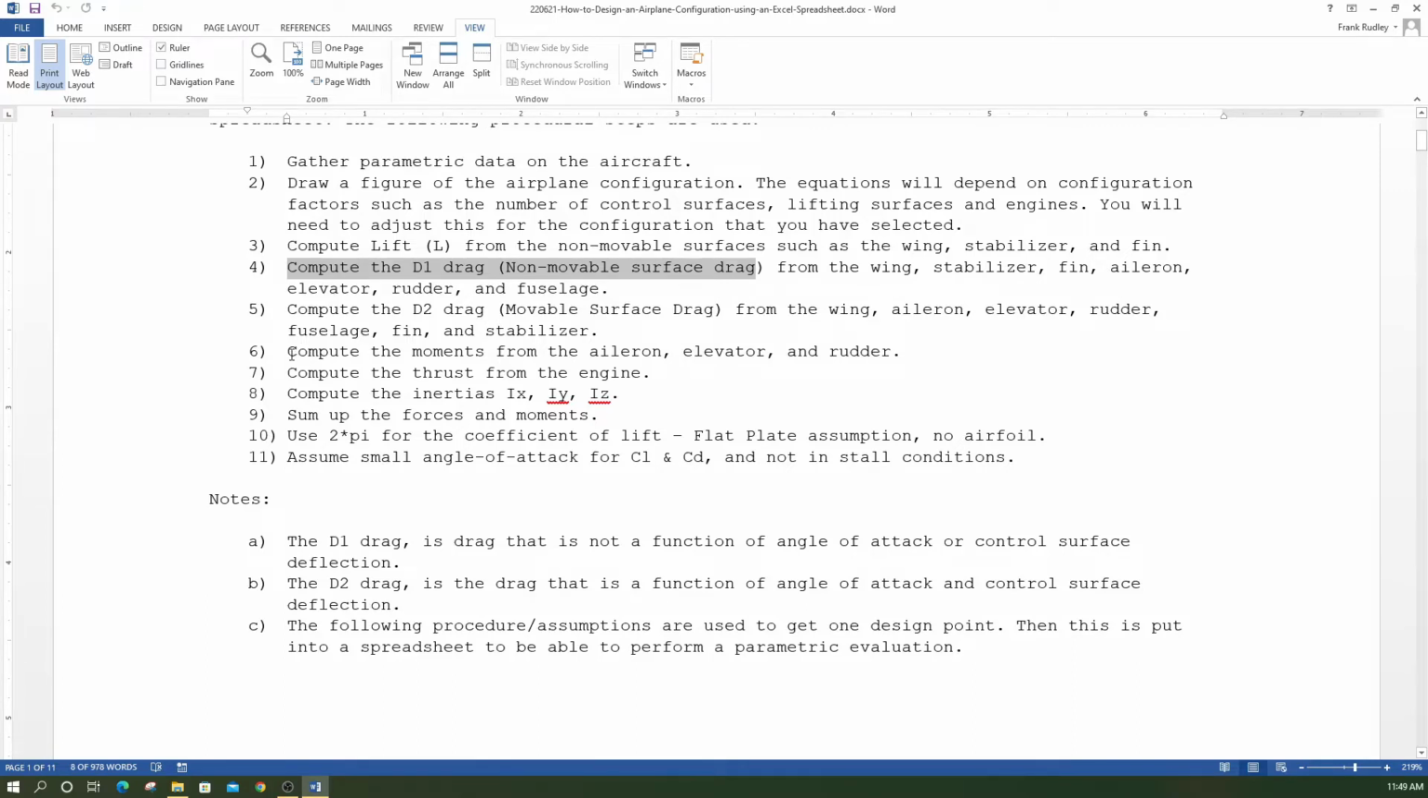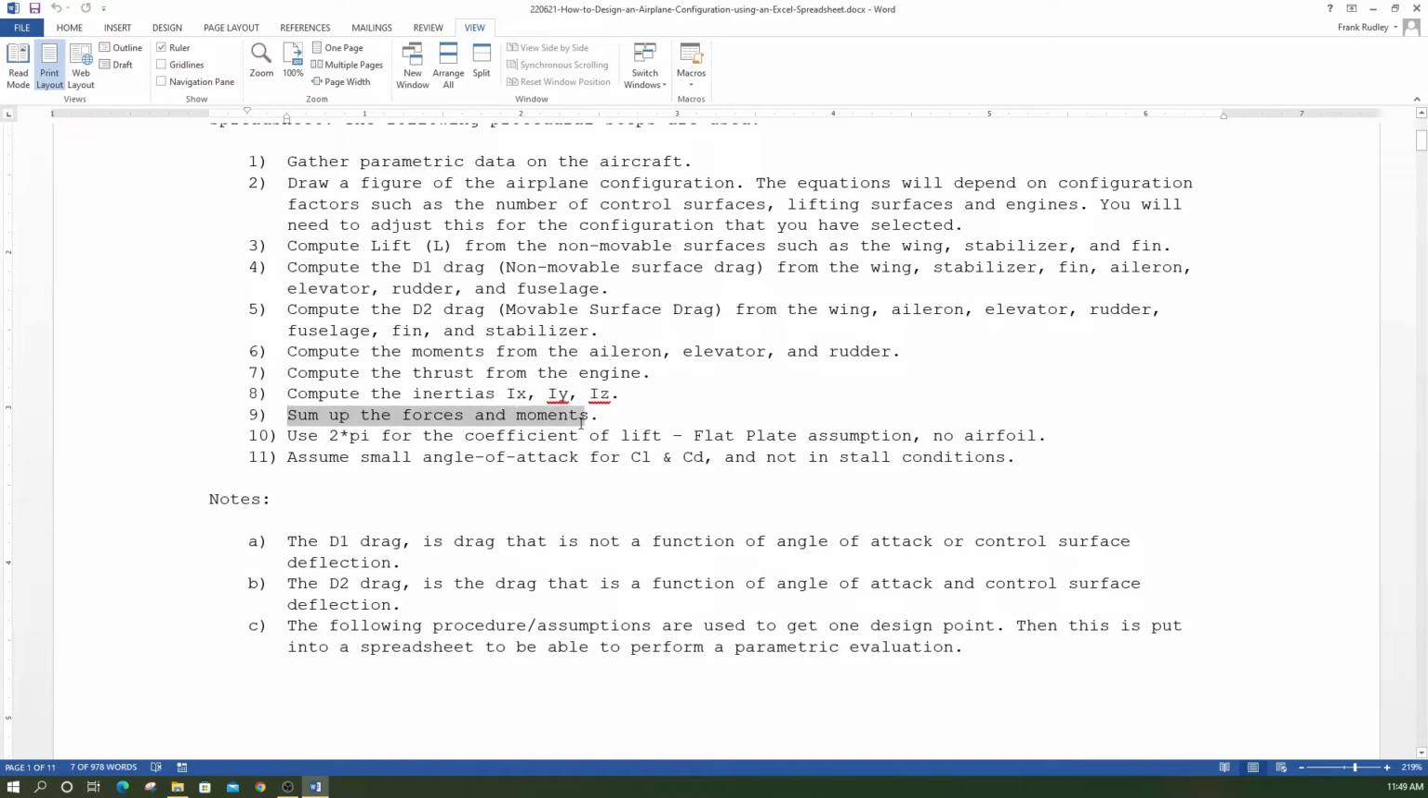So the next step is to compute the moments from the aileron, elevator, and rudder, and compute the thrust from the engine would be the next step. And then we want to compute the inertias, IX, IY, IZ. Those are the inertias of the mass of your aircraft.